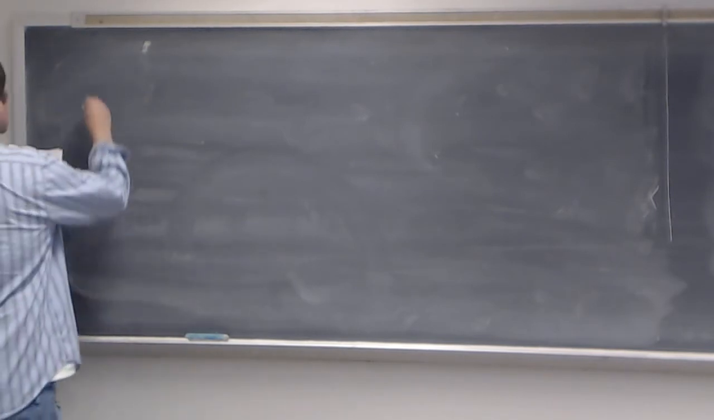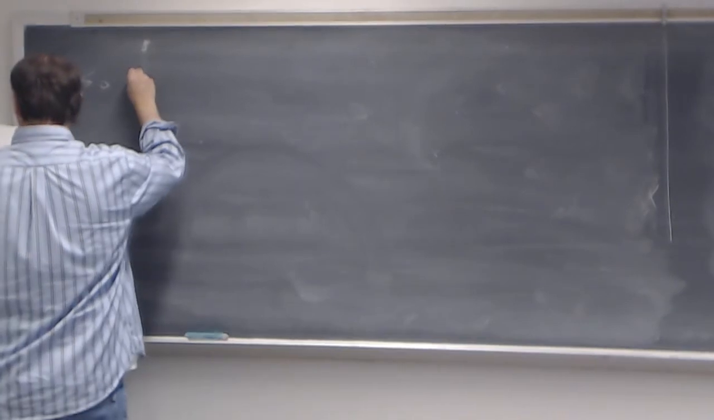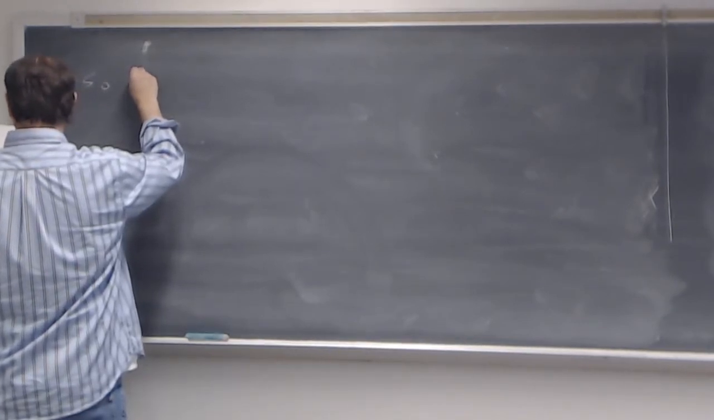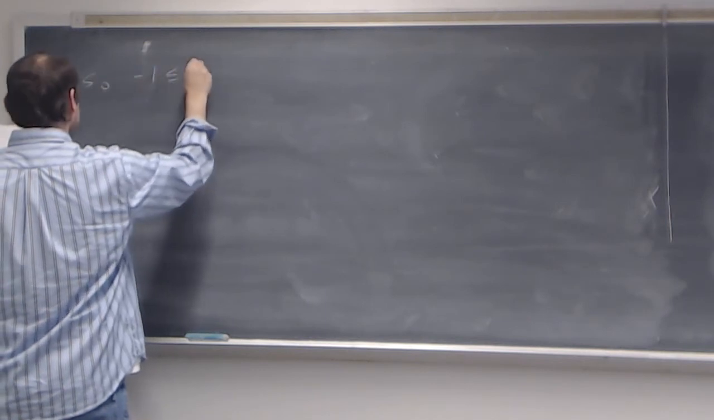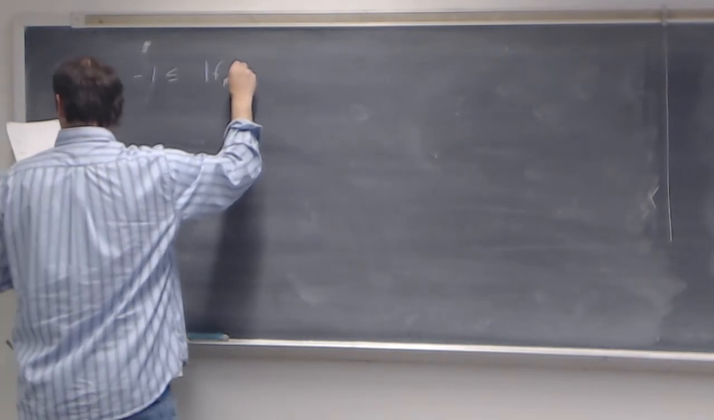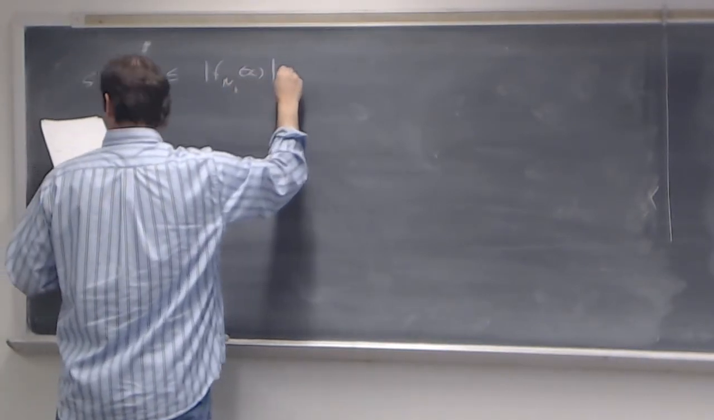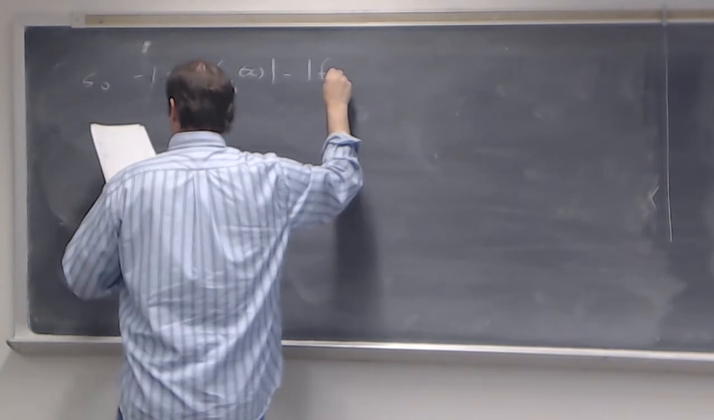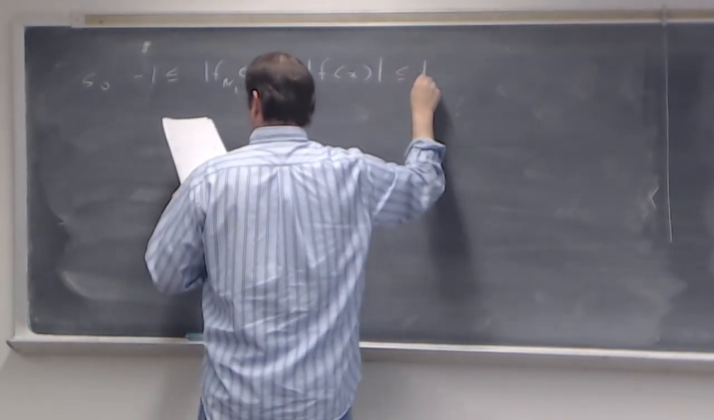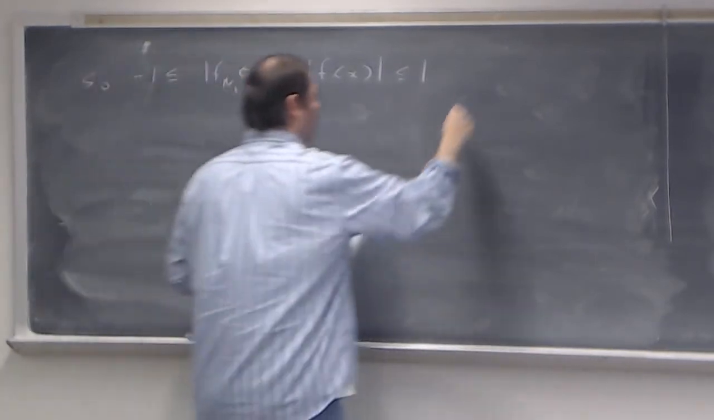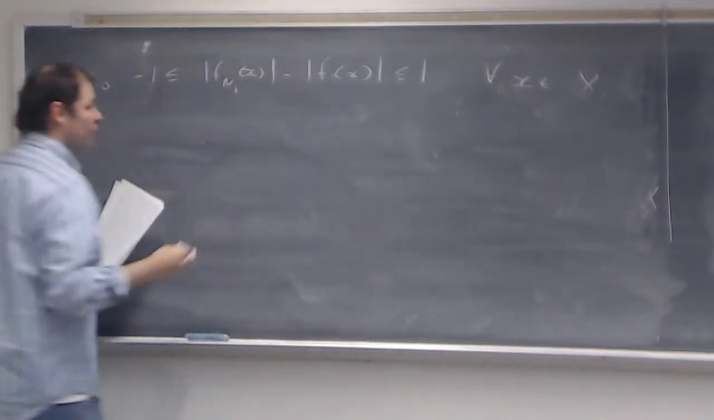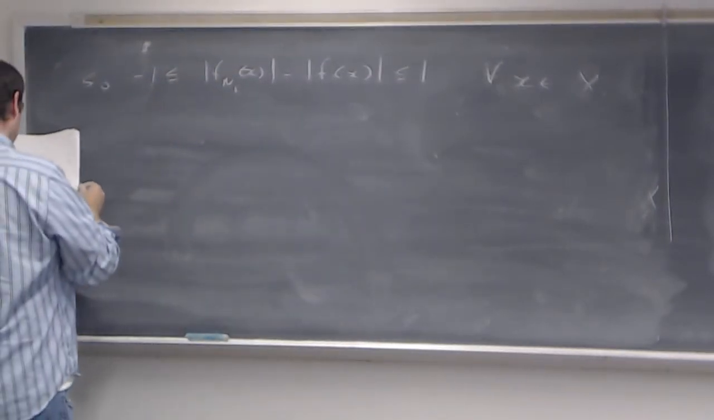Okay, so that gives us that minus 1 is going to be less than or equal to the norm of f sub n sub 1 of x minus the norm of f of x, which will be less than or equal to 1. And that's true for all x element of X. And that's the property of the absolute value of real numbers.